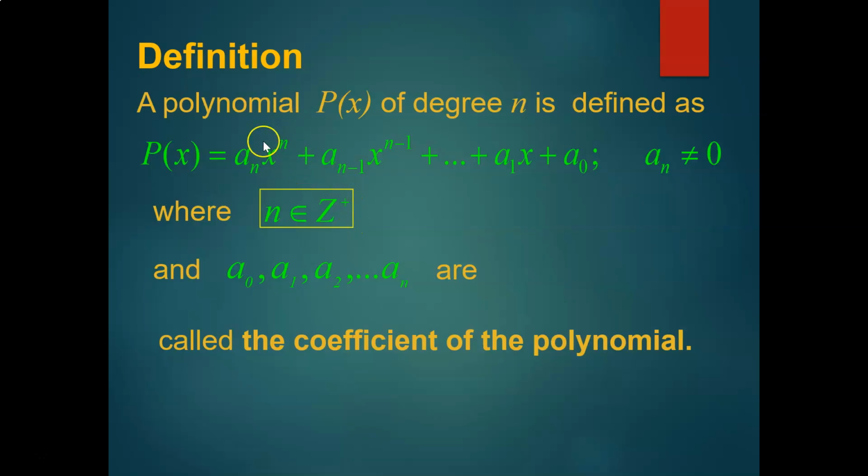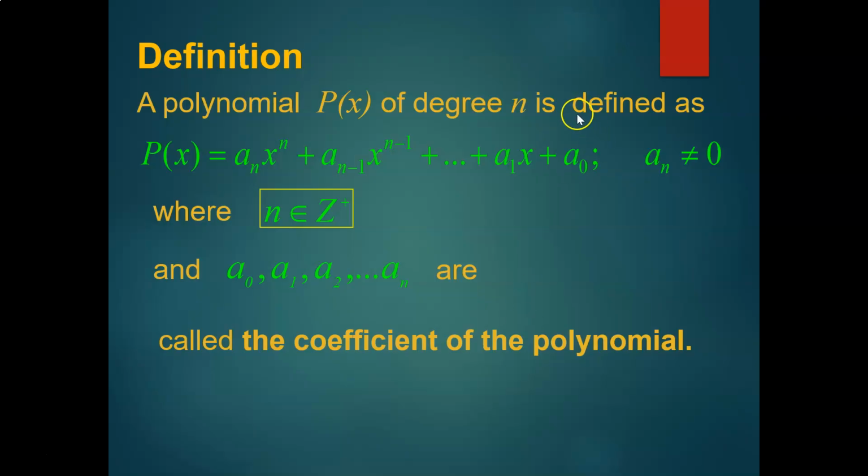Dia mesti kuasa n, ni mesti sentiasa positif. Okay. And A0, A1, A2 up until An are called the coefficients of the polynomial. So, sebutan A dekat sini, we have A, and A dekat sini. Semua ni kita kenali sebagai coefficient of the polynomial, perkali untuk polynomial tersebut.